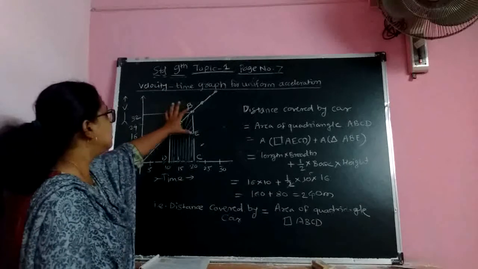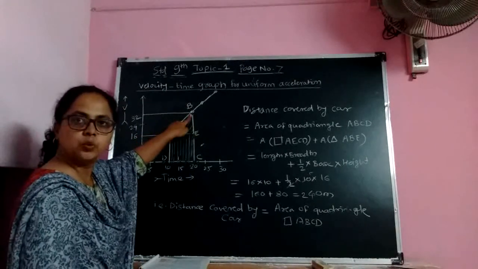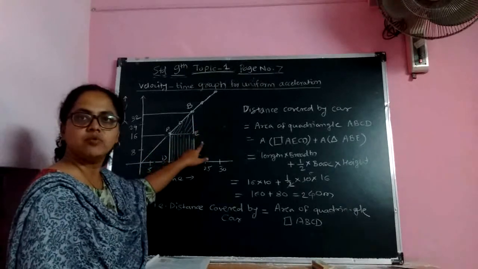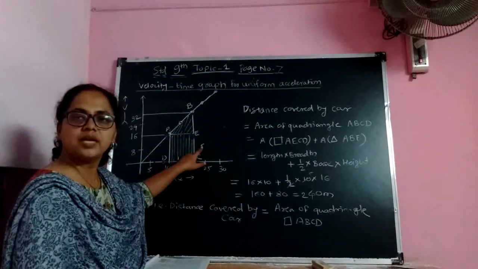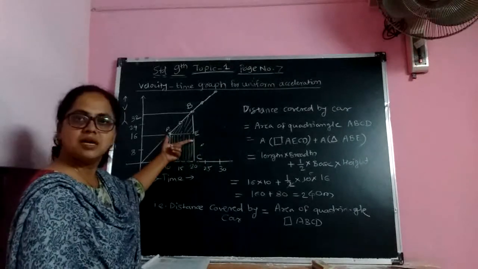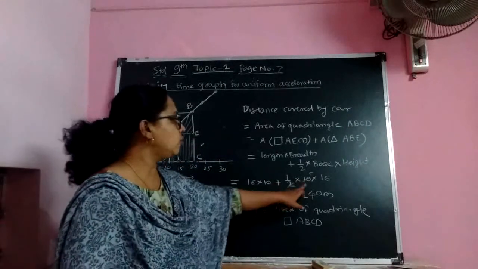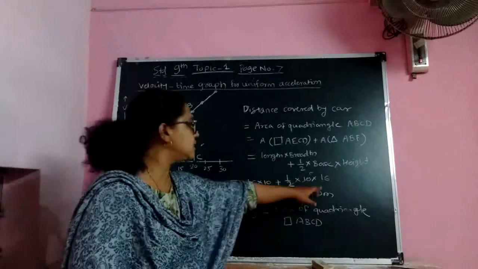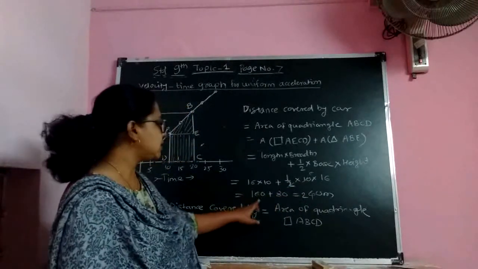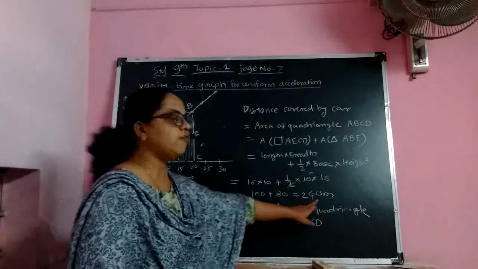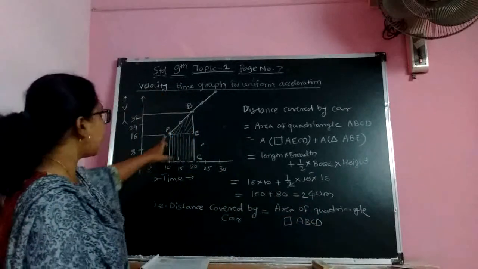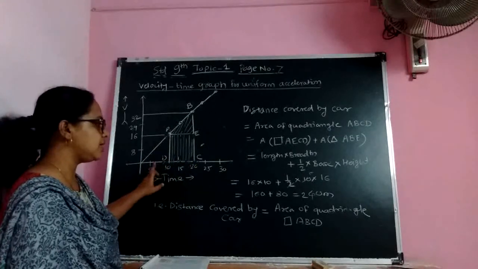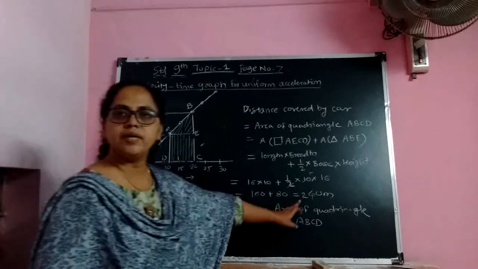You can see here, this point is at 32, this point is at 16. Then subtract 32 minus 16, you will get 16. So the height of the triangle is 16, the base of the triangle is 10. So you can take half into 10 into 16. Then 2 ones are 2, 2 fives are 10, and 16 fives are 80. Then 160 plus 80, you will get 240 meter. That is the area of this quadrangle ABCD, 240 meter.